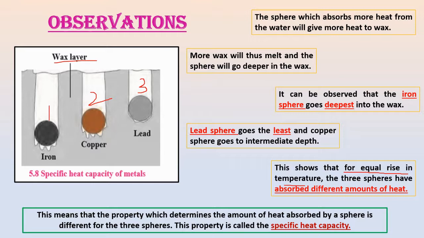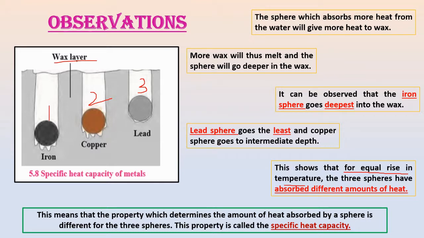And that is why we can see the different paths covered by three spheres. Iron being the first, followed by copper, and the last one is the lead. So what do we understand from these observations? We understand that there is a property which determines the amount of heat absorbed by a sphere.